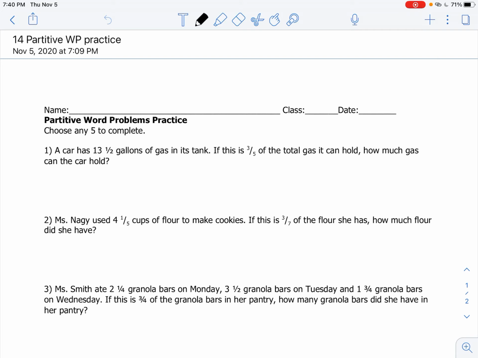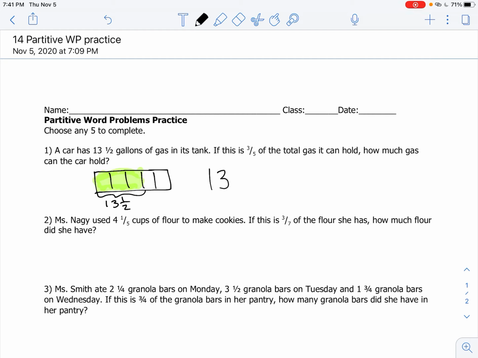So a car has 13.5 gallons of gas in its tank. If this is 3/5 of the total gas it can hold, how much gas can the car hold? So I'm just going to draw a model here. And we know that the amount of gas that's given to us, this 13.5, represents 3/5 of the total amount of gas.